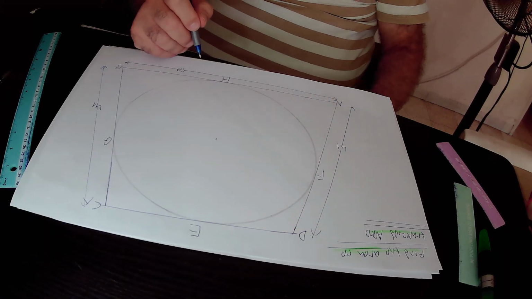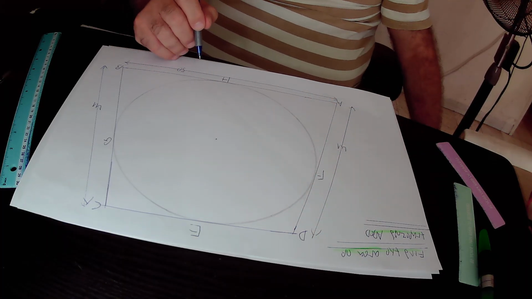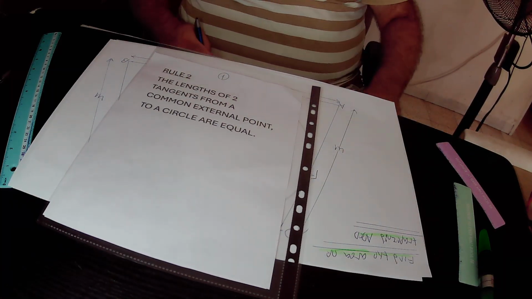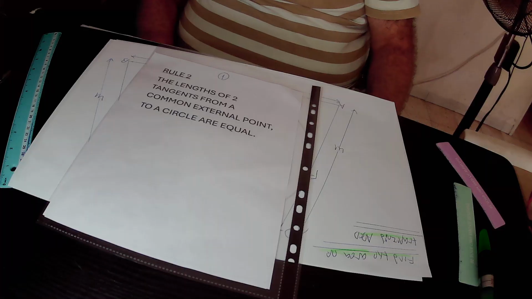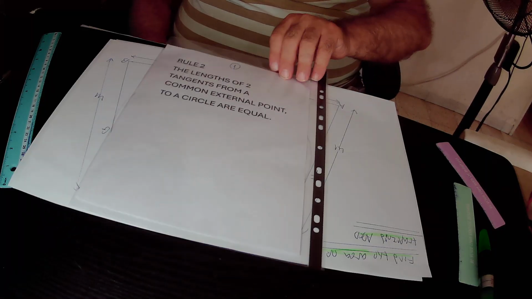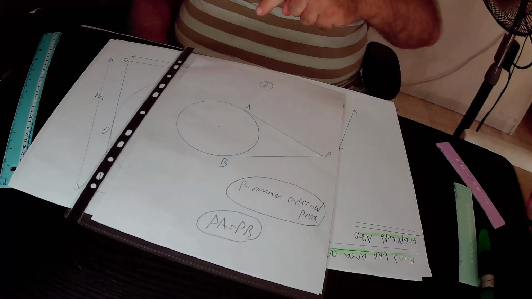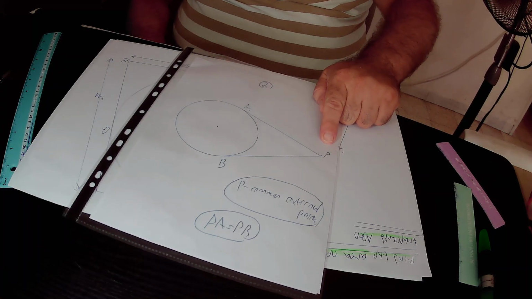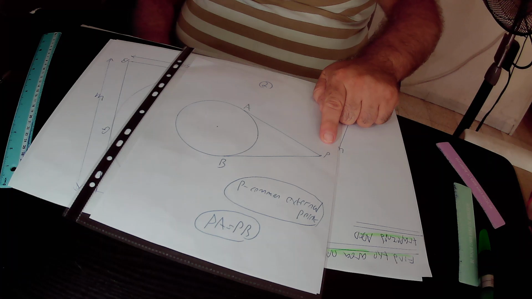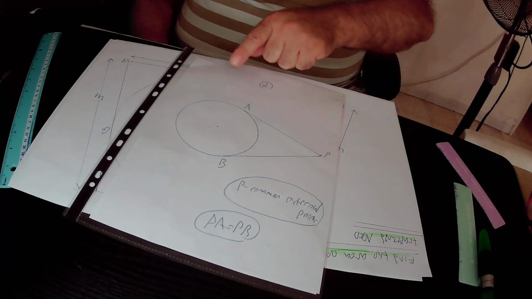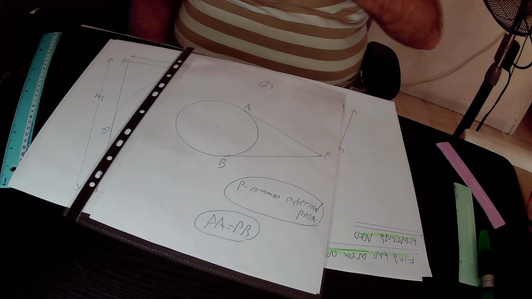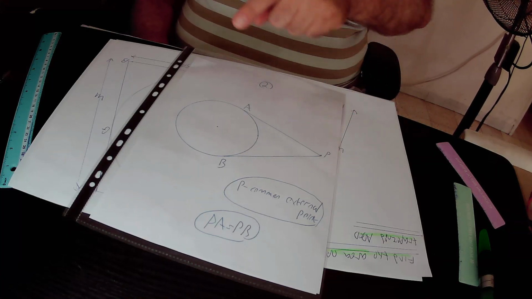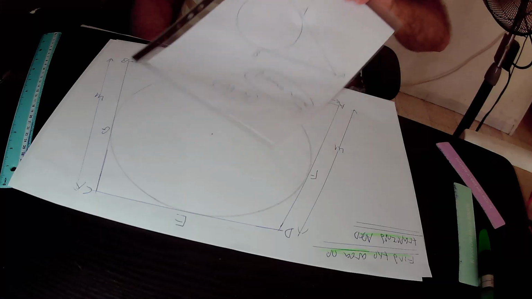Here we can implement rule 2. According to rule 2, the lengths of two tangents from a common standpoint to a circle are equal. So in the drawing we have a circle. This is the common standpoint point P. From this common standpoint point P, we have two tangents to this circle, tangent PA and tangent PB. And according to rule 2, they are equal to each other. That is to say, PA equals PB. So we can implement rule 2 in our drawing.